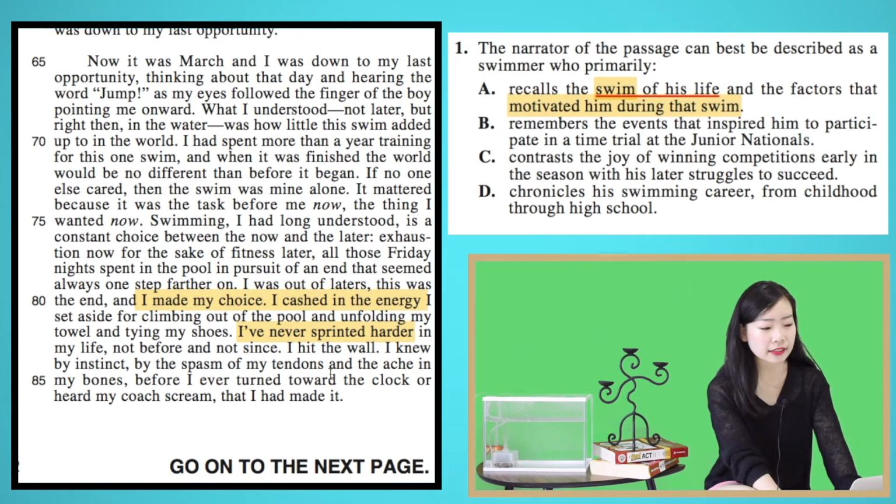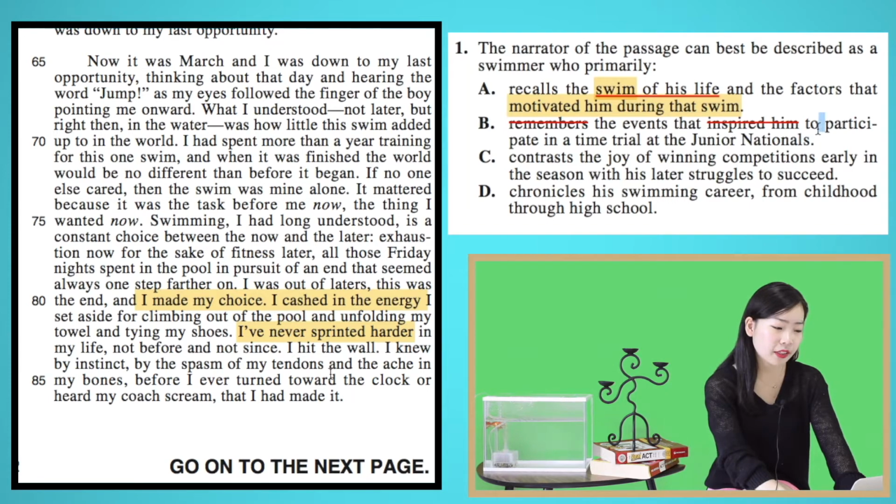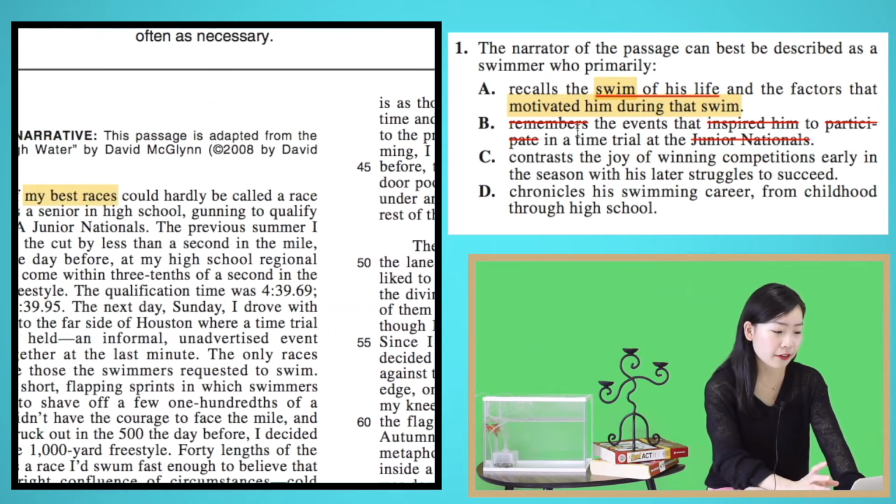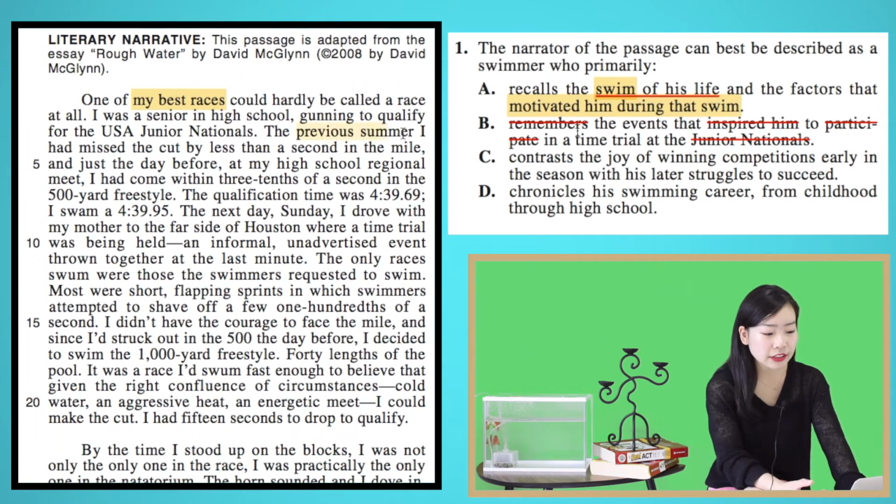I already said that the passage focuses on the present and rarely talks about the past. So the fact that B is suggesting something to remember from the past doesn't sound right as a primary idea. I would already eliminate this one. He also never participated in the junior nationals because he couldn't make the cut twice. It's mentioned in the first part of the first paragraph that he missed the cut last year and the day before. So let's cross B out.